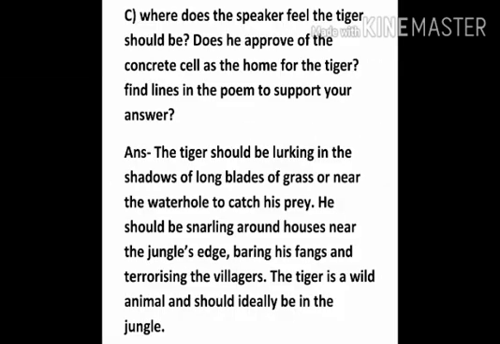Section C. Where does the speaker feel the tiger should be? Does he approve of the concrete cell as the home for the tiger? Find lines in the poem to support your answer. Answer. The tiger should be lurking in the shadows of the long blades of grass and near the water hole to catch his prey. He should be snarling around houses near the jungle's edge, baring his fangs and terrorizing the villagers. The tiger is a wild animal and should ideally be in the jungle.